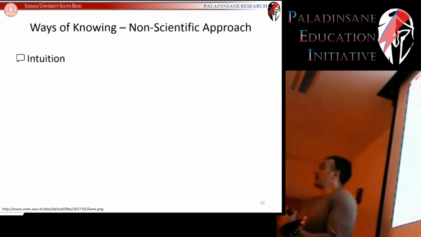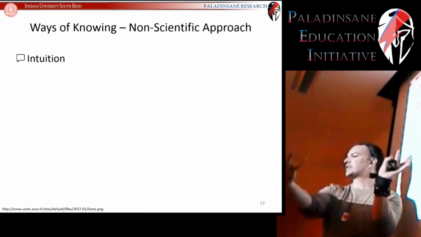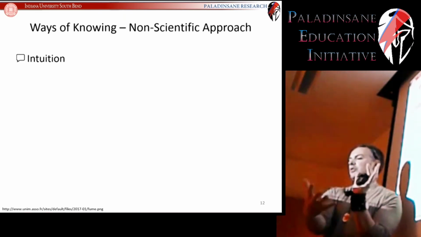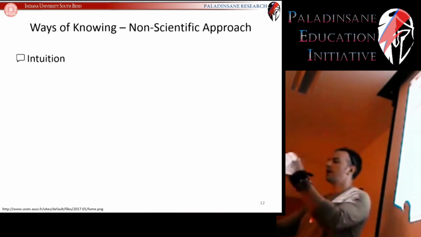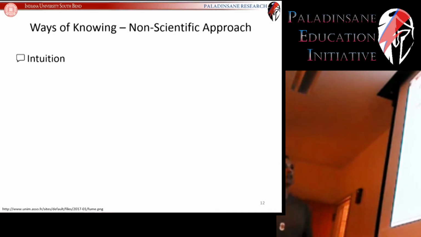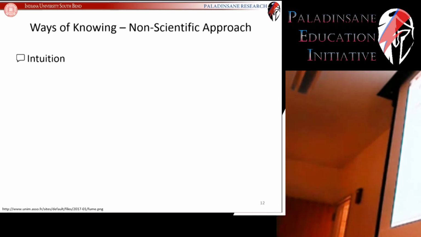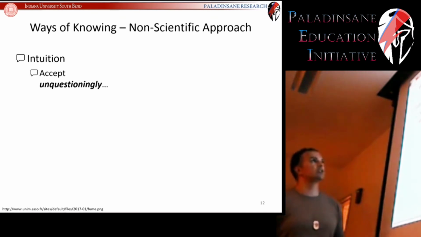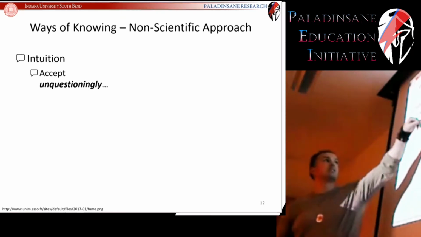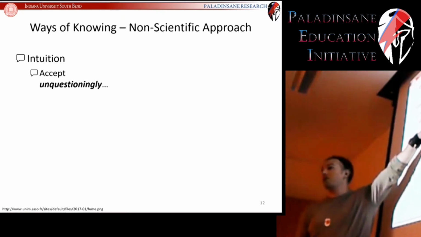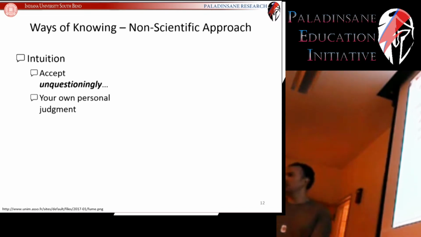You might have an intuition and say, oh my gosh, I think we should look at this. I kind of feel like this would be something that should be true. But they're not a scientific way of getting to the truth. They're not a reliable way of getting to the truth. And oftentimes, as we're going to see, they lead you away from the truth. So we'll start off with intuition. And intuition is when you accept unquestioningly, and that's the key to what I was just mentioning, unquestioningly, that's when it gets into a problem, your own personal judgment.